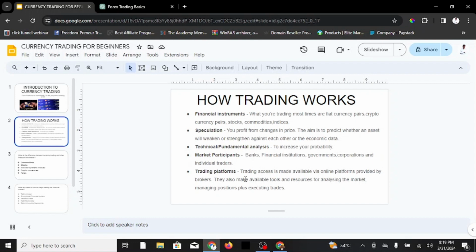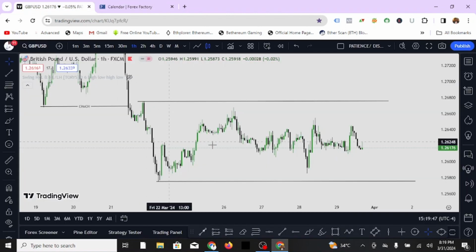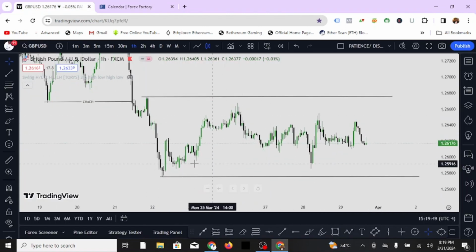So what is the work of the trading platform? A trading platform gives you access via an online platform, so that you can use their tools and resources for market analysis, for managing your positions, and for executing your trade. And one of those trading platforms is this one that I've shown you here. These guys allow us to make market analysis, and this is TradingView.